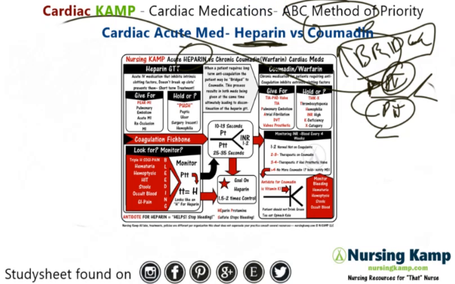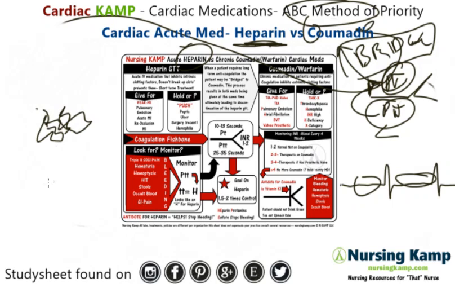Coumadin is given for pulmonary embolisms and AFib, when there is no P wave. AFib has no P wave, and that means that the atria is just fibrillating. It's just kind of moving around, and it's not conducting to the ventricles. So you see this fibrillation.